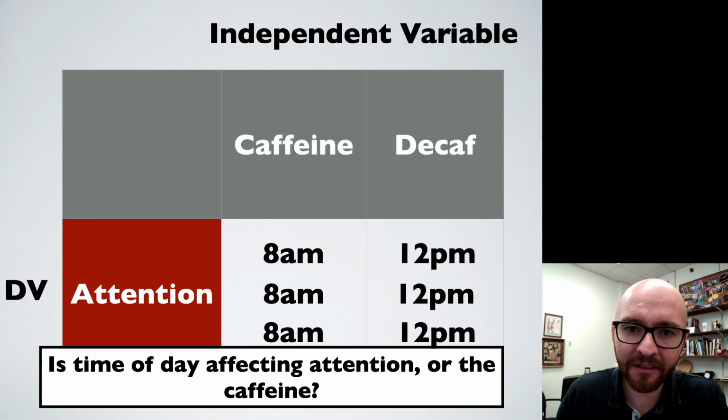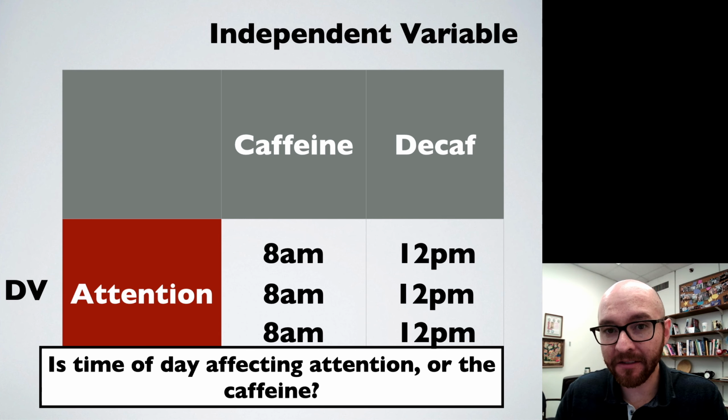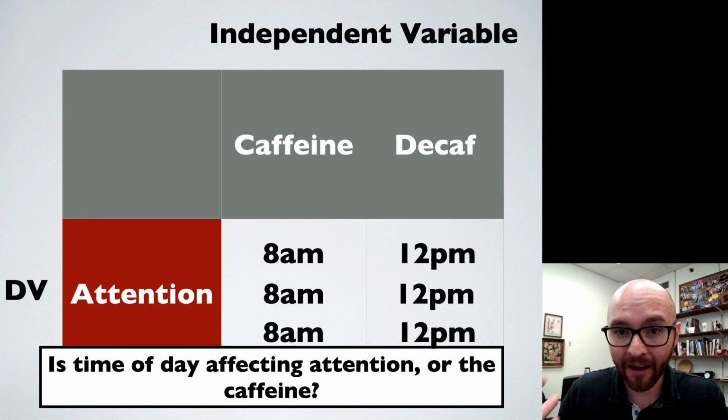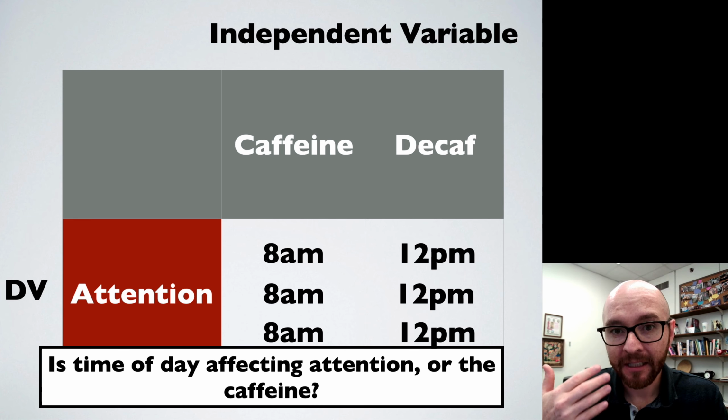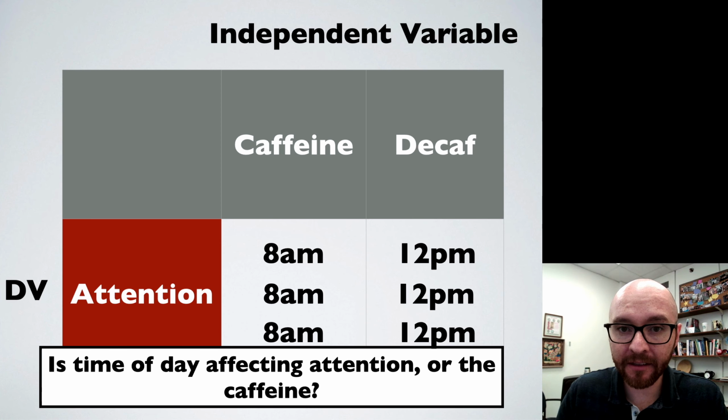Now, because of the systematic issue where everybody in the caffeine condition participated at 8 a.m. and everybody in the decaf situation participated at 12 p.m., I have this third variable issue of time. Time, not caffeine and decaf, might explain what's actually going on. Maybe it's not the caffeine, maybe time of day impacts attention. People at 8 a.m., especially students, are going to have a harder time paying attention than students who observe a lecture at 12 p.m.